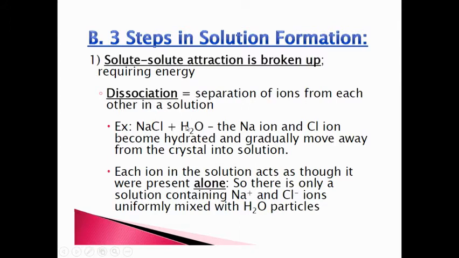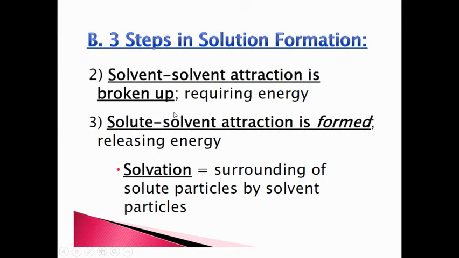So if you have NaCl plus water, the Na ion becomes hydrated, surrounded by water, and the chloride ion becomes hydrated, surrounded by water, and they move away from the crystal into solution. Remember, your ionic compounds are in a crystal lattice. You put them in water, they start moving away from this crystal, they get dissolved. Each ion in the solution acts as though it was present alone. When they are dissociated, no longer do you see the sodium with the chlorine together. Now you see sodium by itself and chloride ion by itself. You don't see them together. They're uniformly mixed. That's dissociation.